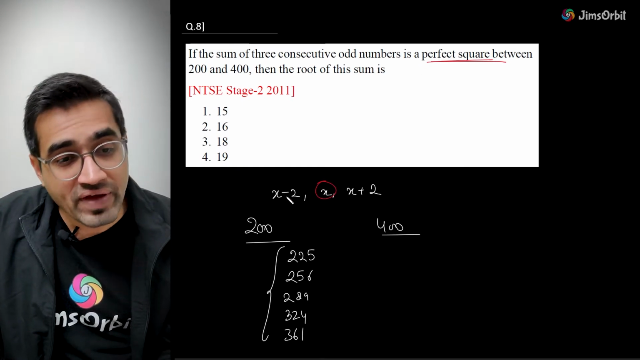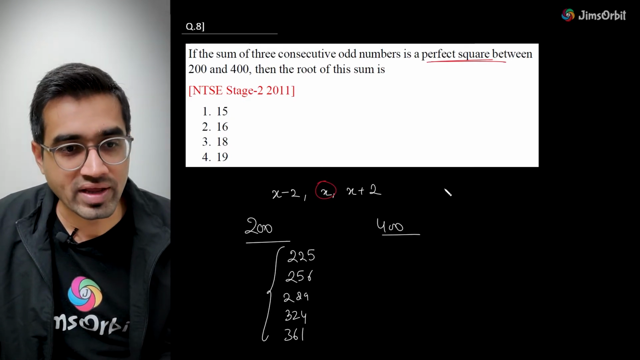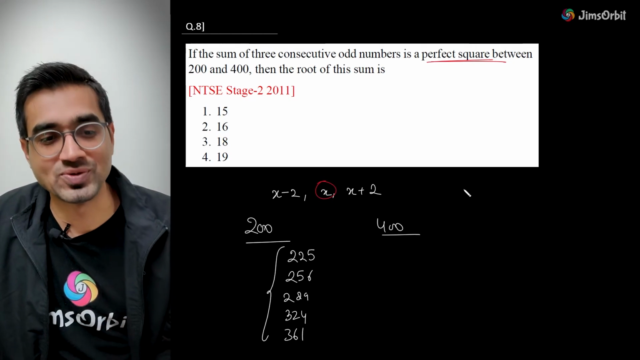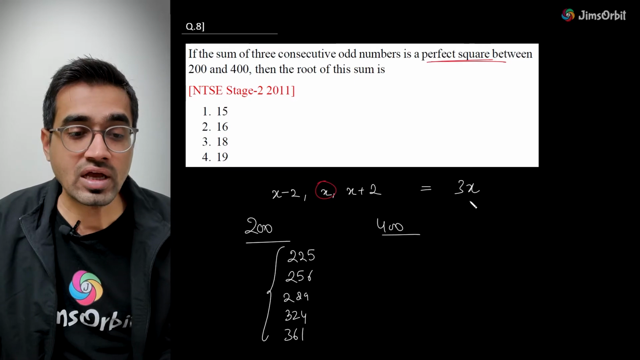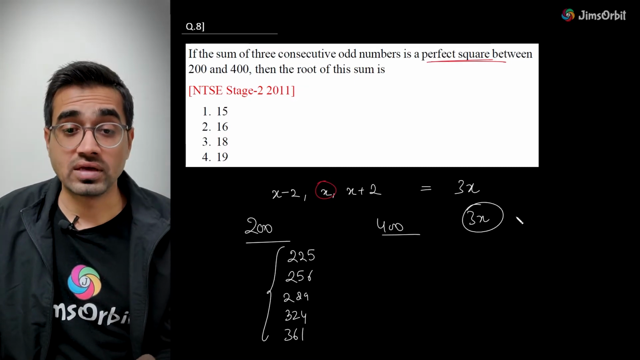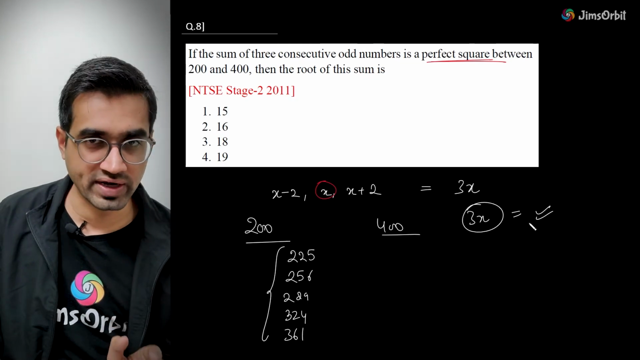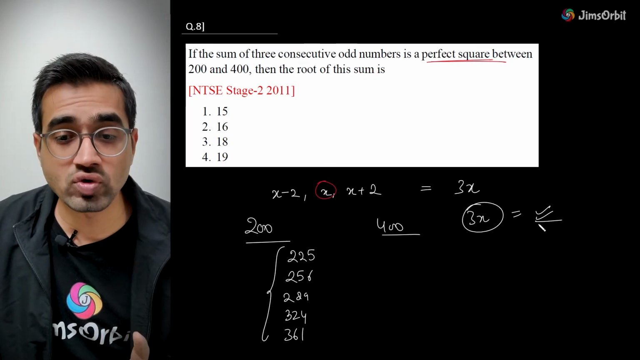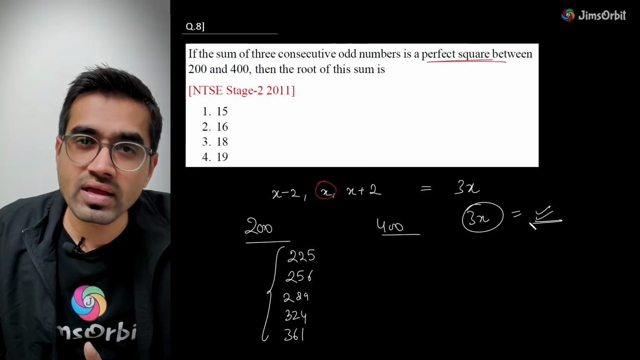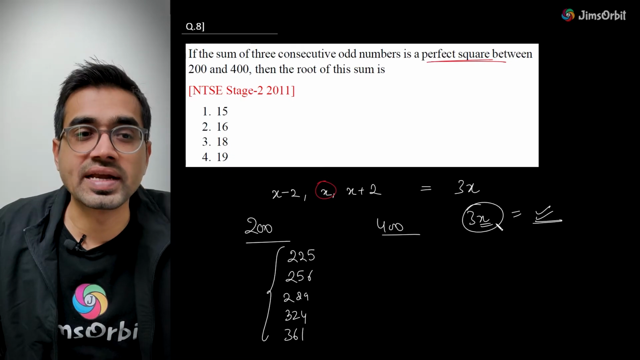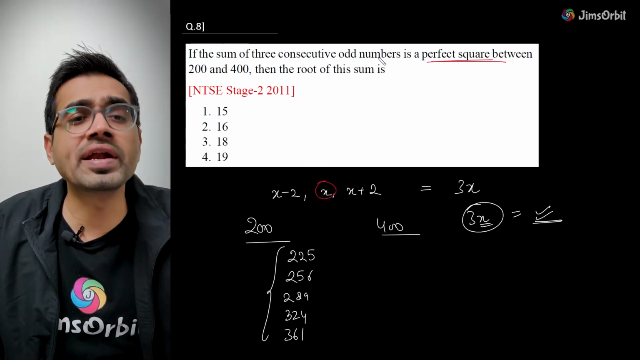So if I add these three, the sum is a perfect square. So x minus 2 plus x plus x plus 2. Why did I do it? Because 2 and 2 will get cancelled. The sum will come out to be 3x. So 3x is a perfect square. It's such an easy thing to find. If 3x is a perfect square, that number should be divisible by 3. Why? Because x is just an integer. Sum of three consecutive odd numbers, or integers. It should be integers.